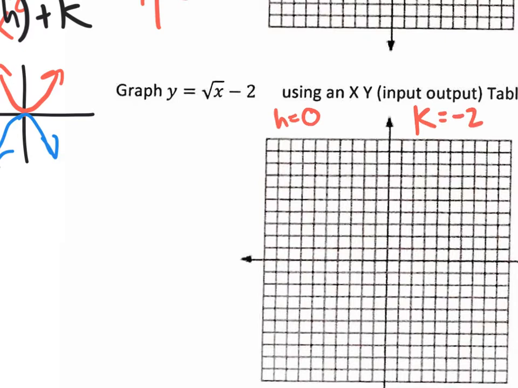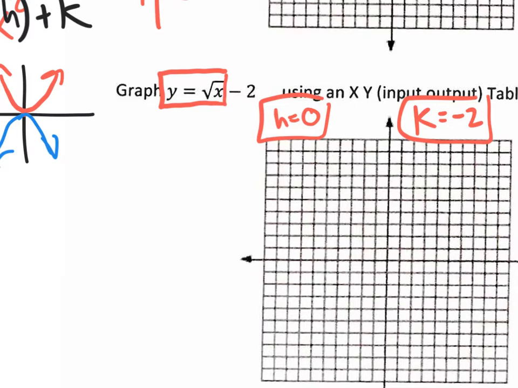So we know that we need to get some coordinates of the parent graph, and it's ultimately going to shift nowhere to the left or right, but it's going to shift 2 units down. Okay? So the trick to graphing these guys is to identify your h and k, and that's what we did. Here's our h, here's our k, and then ignore h and k. And I ignore h and k by putting a box around the function without h and k.